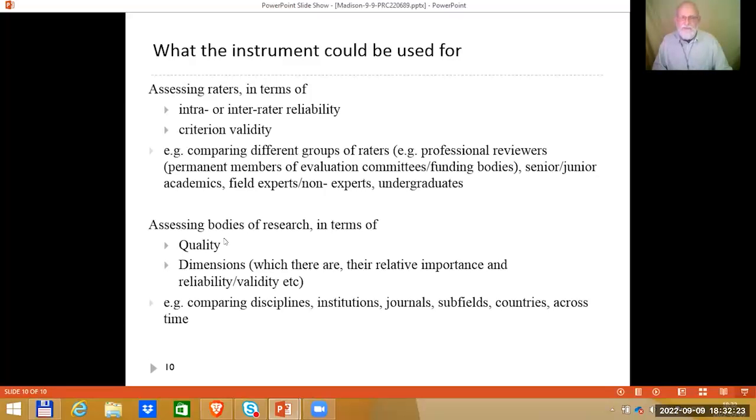The other main thing we can do is to assess and compare different bodies of research in terms of their absolute level of quality, in terms of the dimensions of quality that they vary in, again, of course, as assessed by the raters in question. So with this toolbox, we can compare, for example, disciplines. We can compare research institutions, universities. We could compare different journals, subfields, etc.